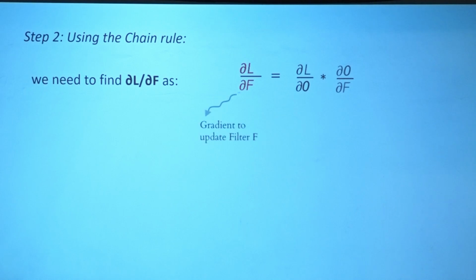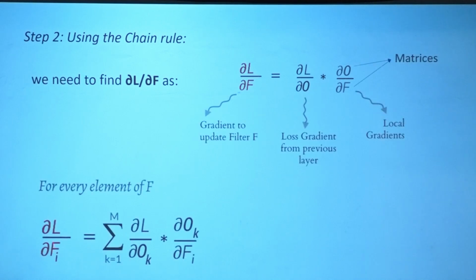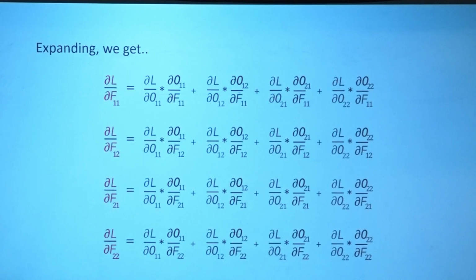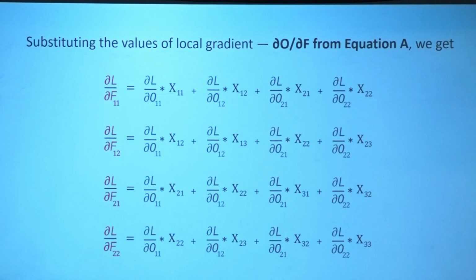So for simplicity, this is the equation. For every element of the filter, you need to add the terms which are multiplied with every element of the output. You just expand this equation. These are the equations that you are getting. When you substitute the local gradients that we already computed in the previous slide, these are the simple equations. What this representation is nothing but the convolution of the loss gradient with respect to O and the input. That's it.